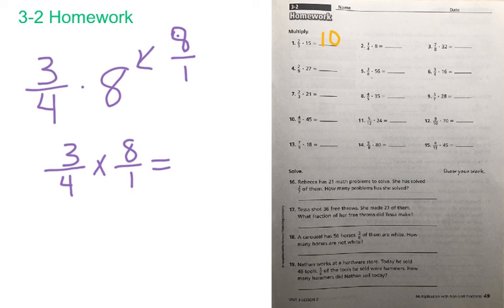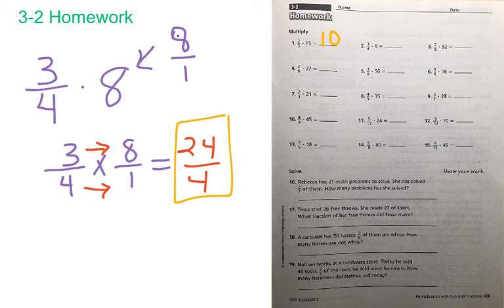And in order to multiply fractions, we multiply straight across. 3 times 8 is equal to 24. 4 times 1 is equal to 4. Again, we're left with an improper fraction. And in order to figure that out, we ask ourselves, how many times can the denominator, in this case it's 4, go into the numerator, which is 24, without going over? Well, we know that 4 times 6 is equal to 24, so your answer is going to be 6. You can go ahead and write 6 on the line.